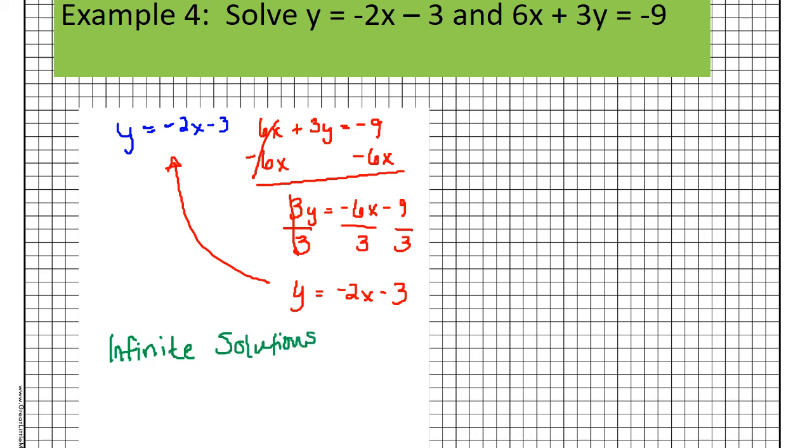And with infinite solutions, we've got consistent and dependent. Okay, but if you'd like to, you definitely could graph and see that those are the same lines.